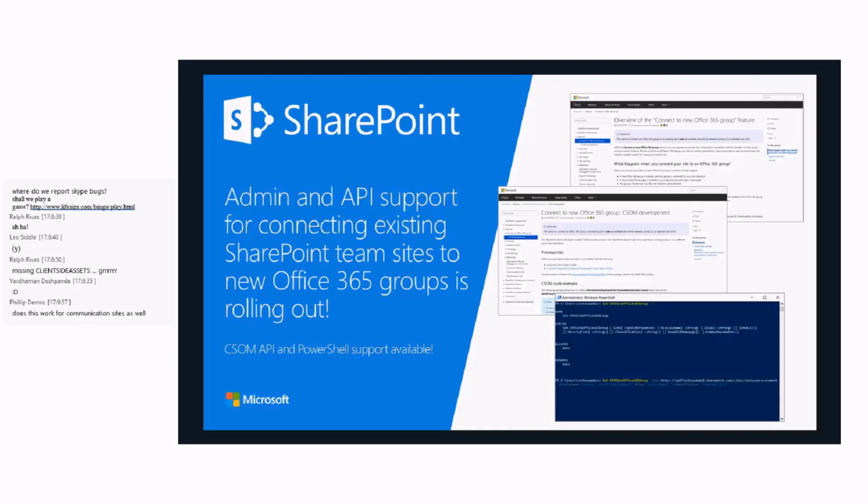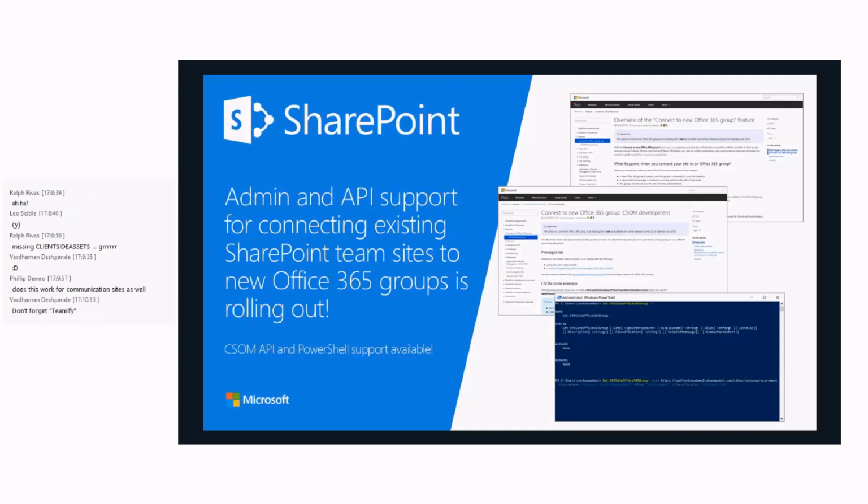Philip is asking, does this work on the communication sites as well? Bert can probably answer that best, but the answer is yes and no. Exactly, you will not see the UI option. There will be later on a UI option for site owners to self-service group connect. That won't be there for a communication site, but in theory, a communication site is a SharePoint site, so you can connect a group to it using APIs. Yes, indeed.